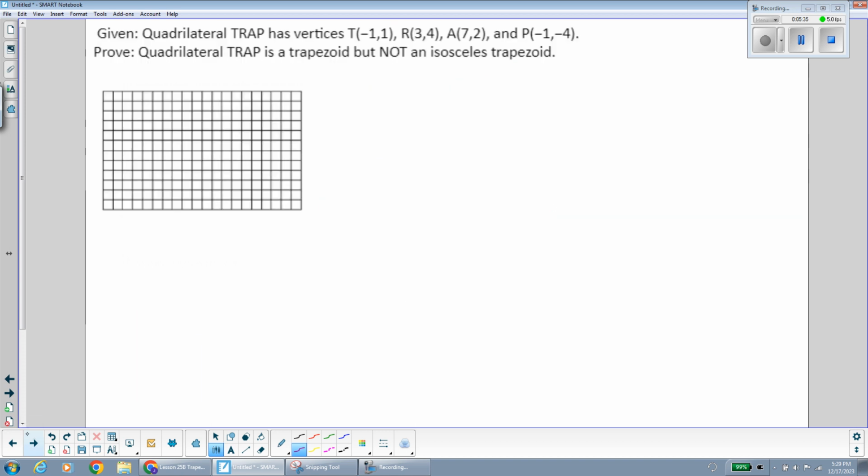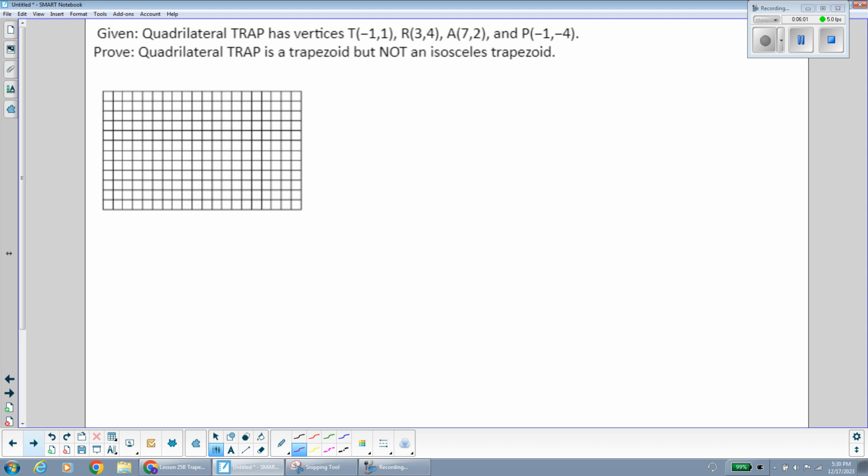They have congruent diagonals. Over here, we have a coordinate geometry proof. What we need to do here is prove that we have a trapezoid, but not an isosceles trapezoid. In order to prove that we have a trapezoid, we need to show that one pair of sides is parallel. That's going to require using the slope formula. If we can show that two sides have the same slope, then we know that they are parallel to each other, making it a trapezoid.